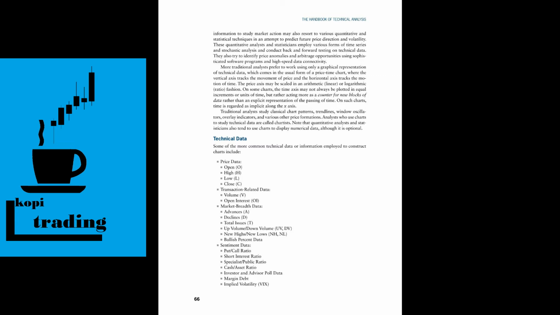Technical data. Some of the more common technical data or information employed to construct charts include price data: open O, high H, low L, close C; transaction-related data: volume V, open interest OI; market breadth data: advances A, declines D, total issues T, up volume, down volume, UV, DV, new highs, new lows, NH, NL; bullish percent data; sentiment data: put call ratio, short interest ratio, specialist public ratio, cash asset ratio, investor and advisor poll data, the margin debt, implied volatility, VIX.